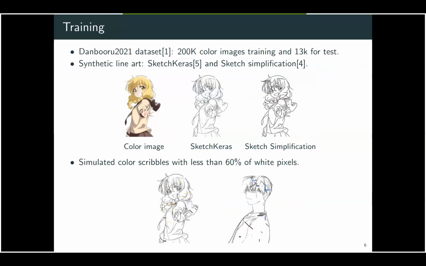In terms of the training setup, we use 200K color illustrations from the Danbooru dataset and 13K illustrations for testing. As a matter of fact, from the dataset we have color illustrations, as I mentioned before, but we don't have the lineouts. So we rely on two methods for extracting synthetic lineouts. One is called Sketch Keras, and the other one is called Sketch Simplification. Finally, we simulate human scribbles by randomly sampling vertical, horizontal, and diagonal lines. I'm showing both images at the bottom. Also, we control this scribble by sampling from a uniform distribution three different parameters: the number of scribbles, thickness, and length.